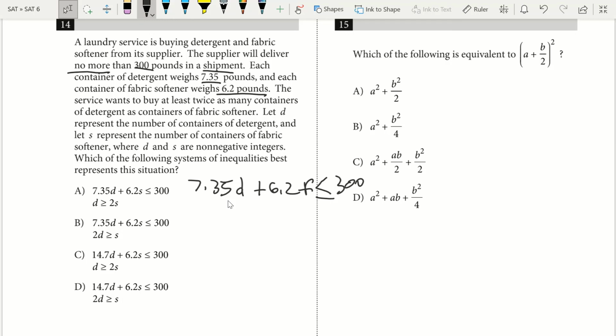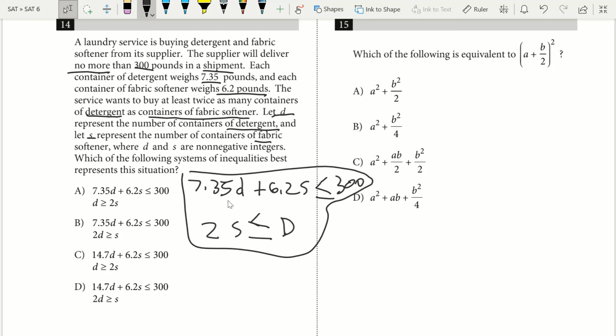Alright, the service wants to buy at least twice as many containers of detergent as containers of fabric softener. So we want 2 times the amount of fabric softener we have to be less than or equal to the amount of detergent we have. Let D represent the number of containers of detergent and S represent the number of containers of fabric softener. So we'll go ahead and get rid of this F because it tells us to use S. And now we have our system of inequalities.